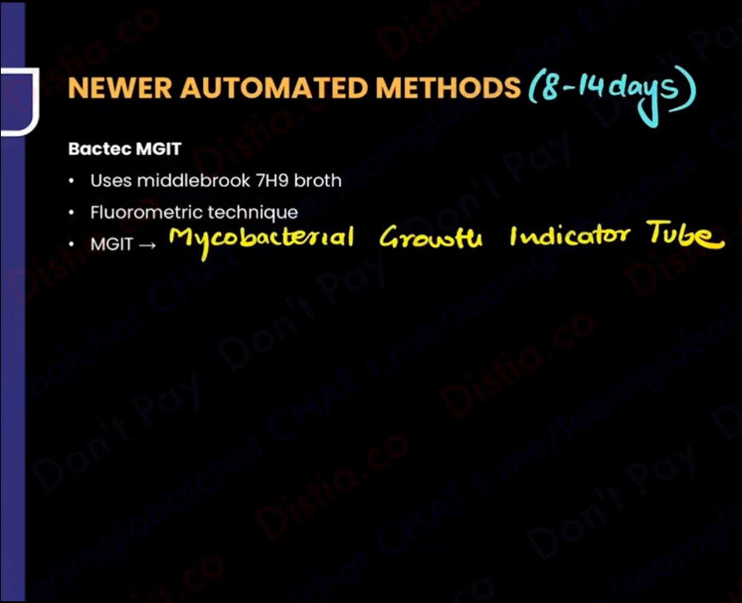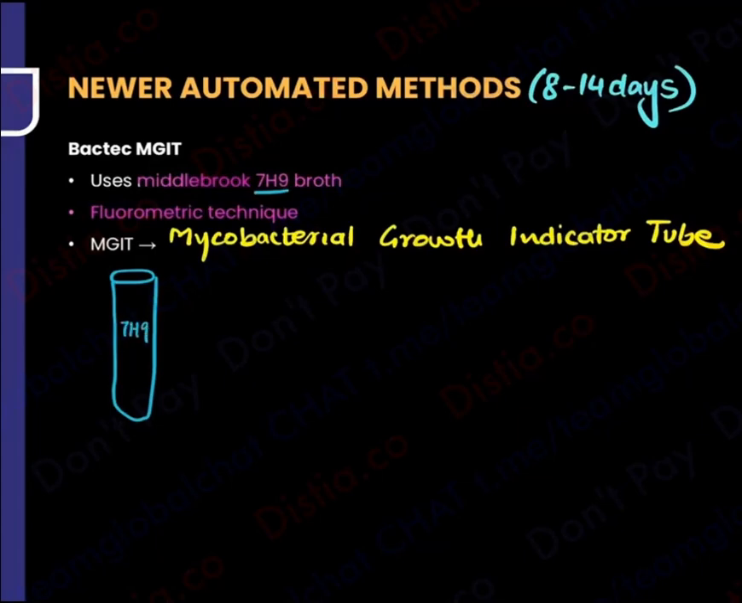So this is a fluorescence method. What does this use? It uses Middlebrook 7H9. Middlebrook must be that liquid media. So what happens over here? For example, if I draw this as one of your test tubes, and I say right now this has your Middlebrook, I will write 7H9. This has your Middlebrook 7H9.